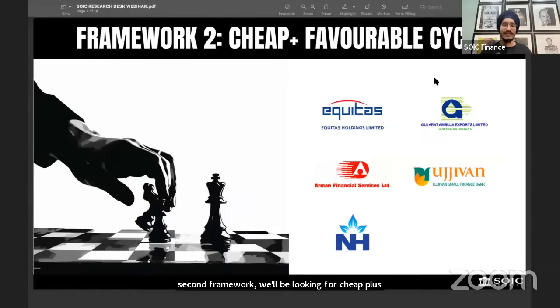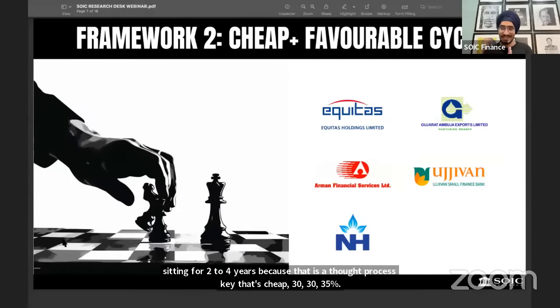It could be that even in a cheap business we might end up sitting for 2 to 4 years, because that is our thought process कि यार cheap है, 30-35% ROE हो रही है business की, we are willing to wait it out for 2 to 4 years. That is the thought process. ये expectation एकदम low करके आना. अगर expectation बहुत high करके आ रहे हो, आपका भी नुकसान है, मेरा भी नुकसान है.